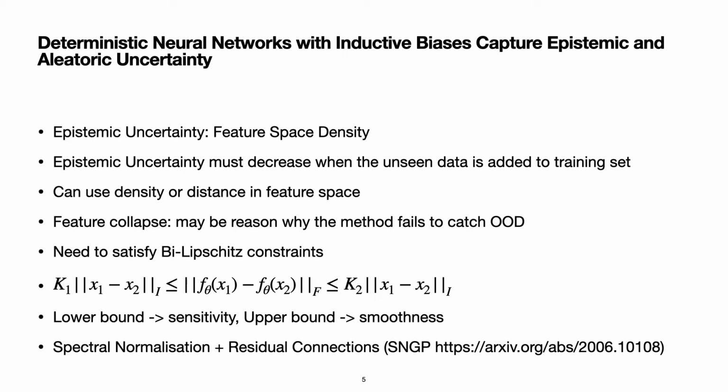In this slide, I will give more details and intuition about epistemic uncertainty proposed in this paper. The paper first followed the definition that epistemic uncertainty must decrease when unseen data is added to the training set. And this is the intuition why one can use distance or density in feature space as epistemic uncertainty. However, feature collapse can be the reason why this method fails to catch out of distribution instances. To prevent this, they use spectral normalization with residual connection to satisfy the bi-Lipschitz constraint. The lower bound and upper bound represent sensitivity and smoothness respectively. To see more details about the spectral normalization with residual connection, you can see the paper called SNGP from this link.